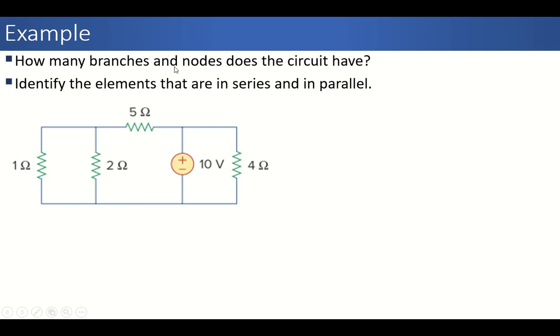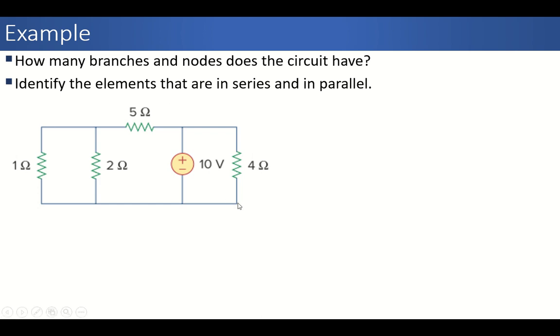So number of nodes: starting from this point, you can see that this and this is same node. So let's call this node A. But starting from this point to this point, there will be different nodes. So let's call this point 2. Starting from this point to this point, this is same node, but starting from this point to this point, node will be different. So 3. So actually there are 3 nodes.